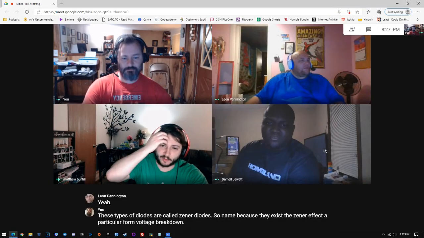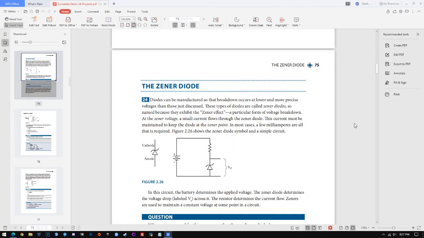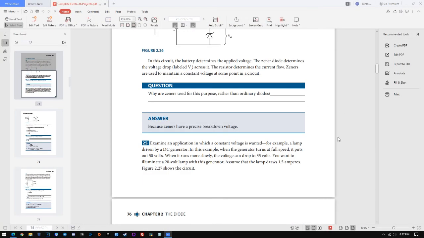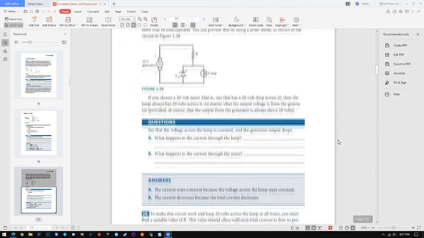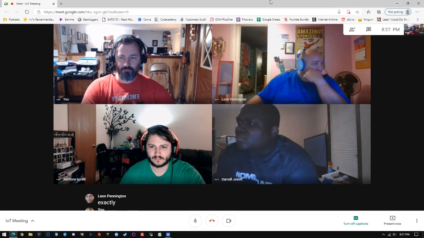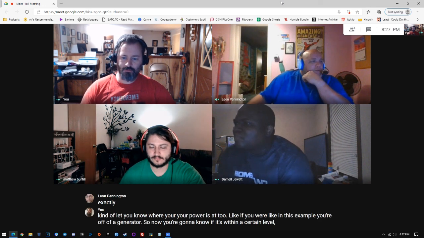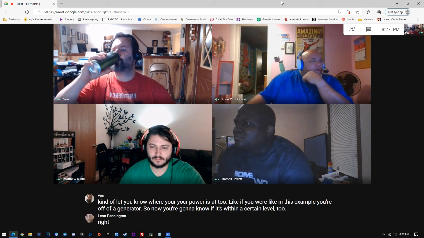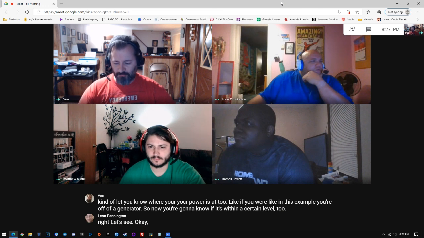They show a mini example if you look at page 78. Oh, 78. Yeah, you'll see where it's relaying that circuit to power on a lamp. So that lamp is technically your secondary circuit, but it's just a single lamp. And it can also let you know where your power is at too. Like in this example, you're off of a generator, so now you're going to know if it's within a certain level too. Right. Okay, that makes a lot more sense now.